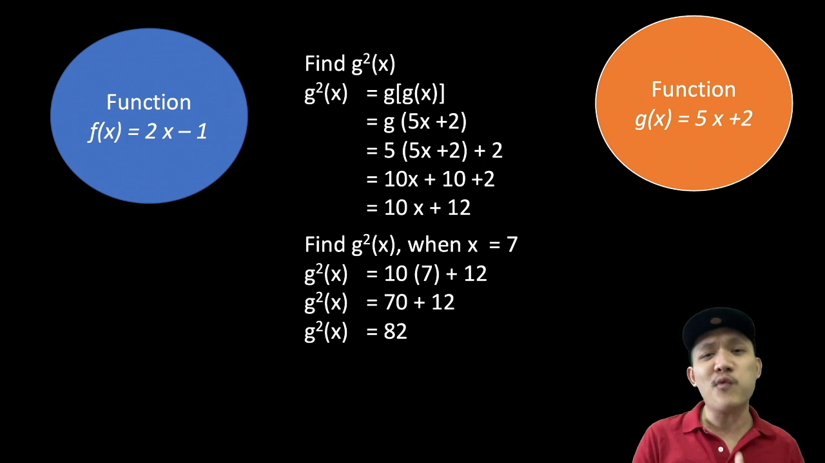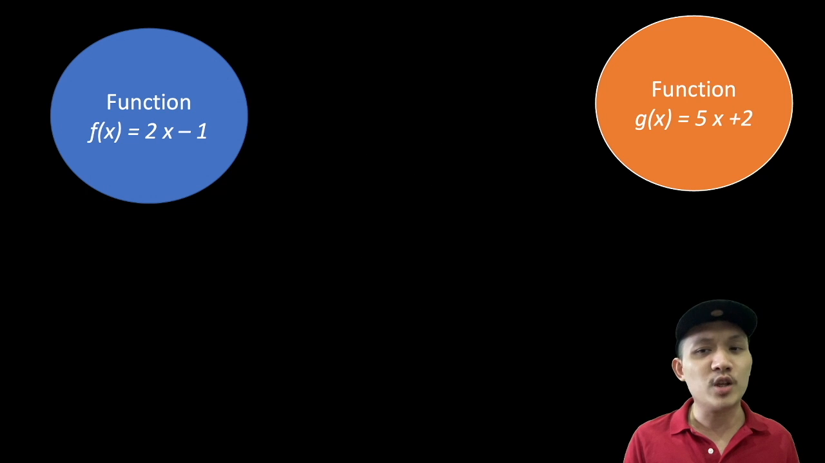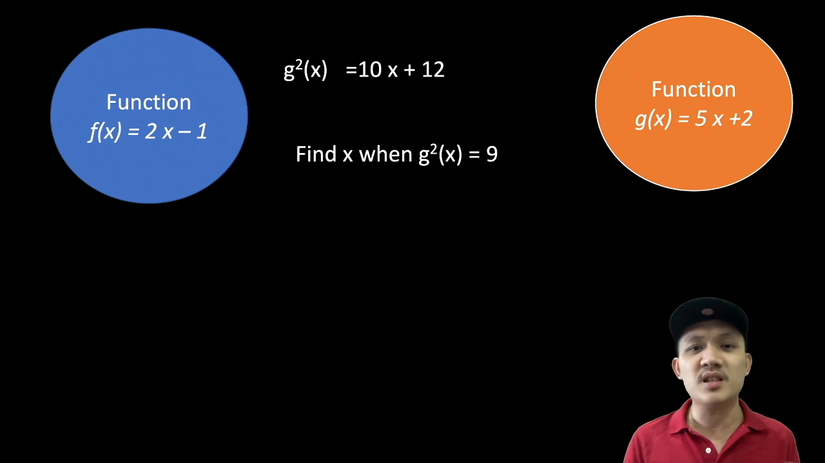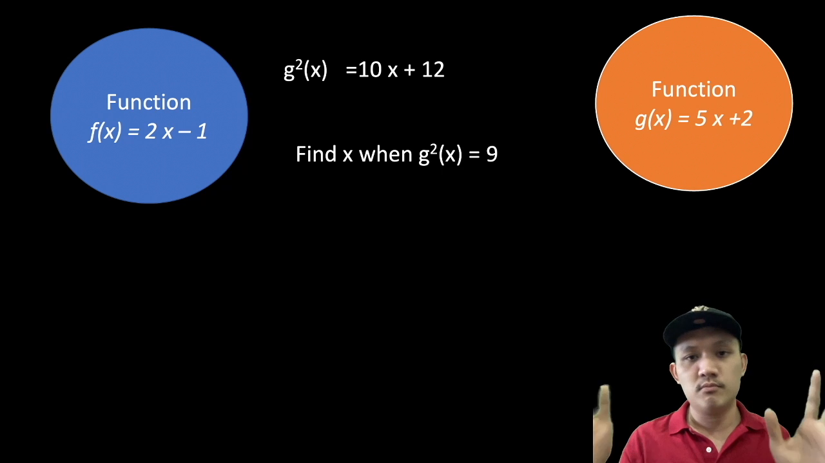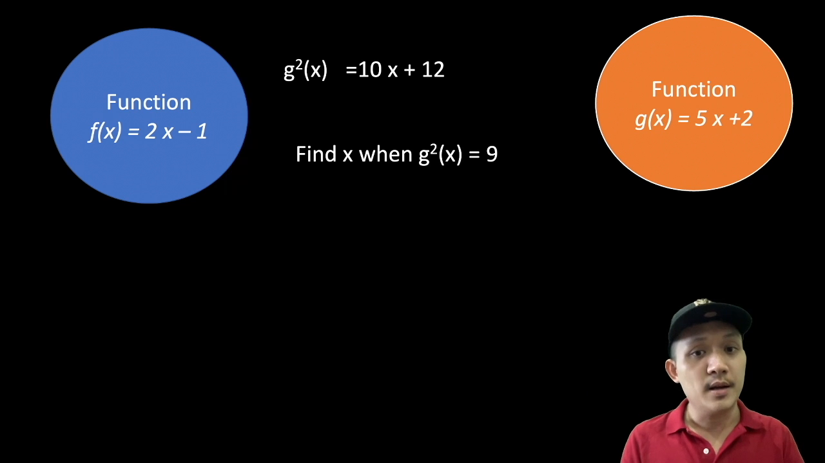So spice it up a little bit. We're going to find the object from the image given in the next question. Well, it's the same question. g squared x is equals to 10x plus 12. But they request you to find x when g squared x equals to 9.